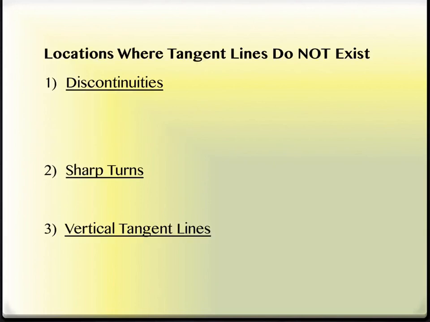Let's talk a little bit about when slopes, specifically derivatives, don't exist or tangent lines don't exist. There are 3 places where derivatives do not exist. One is at discontinuities, and there are types of discontinuities this is referencing. Holes, jumps, and asymptotes.